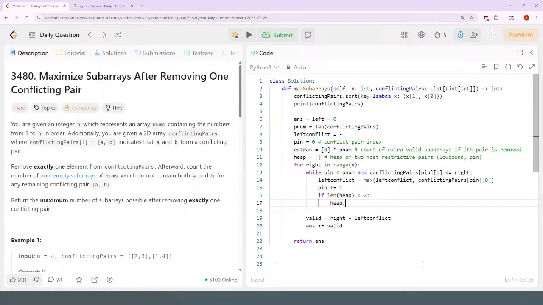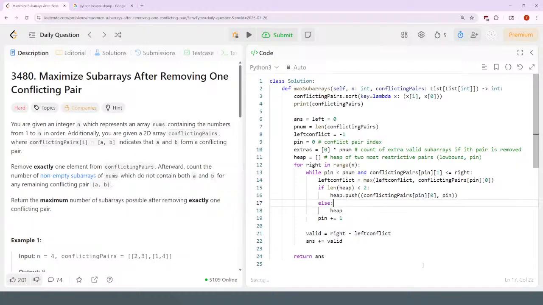Heap dot push the tuple that is the lower bound, which is conflicting pairs. Oh, oops, this should be before the pin increases. Conflicting pair for this pin, the lower bound is 0, and then the pin itself, else heap. No, this is not how you do heap push. Heap push is a method where you call it on the name of the heap.